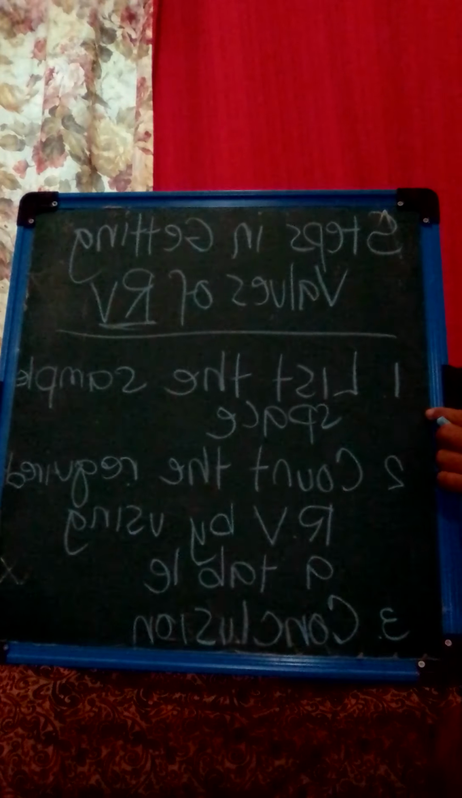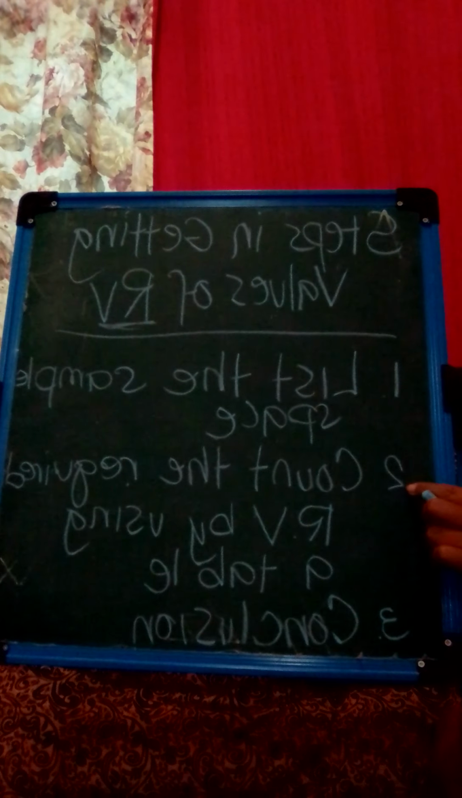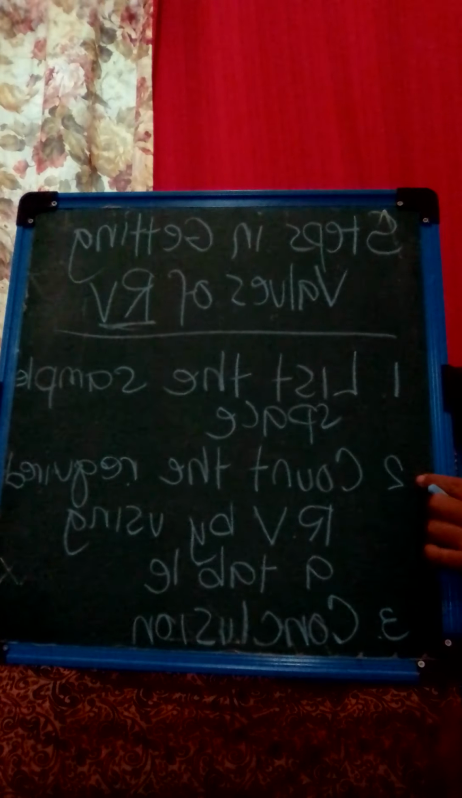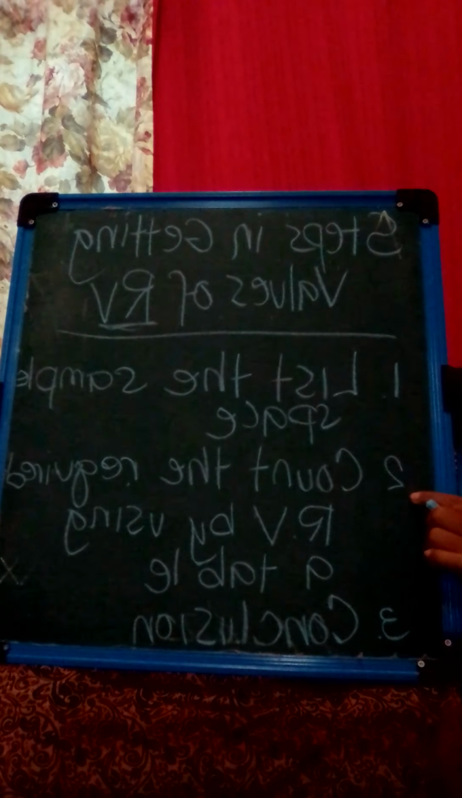Good evening, class. In this video, I will be showing you how to get the values of your random variable. These are the three basic steps in getting the values of your random variable. First step, we just have to list the sample space. Second, you just have to count the required random variable by using a table. And then, step 3, you just have to make a conclusion out from the table you have created.